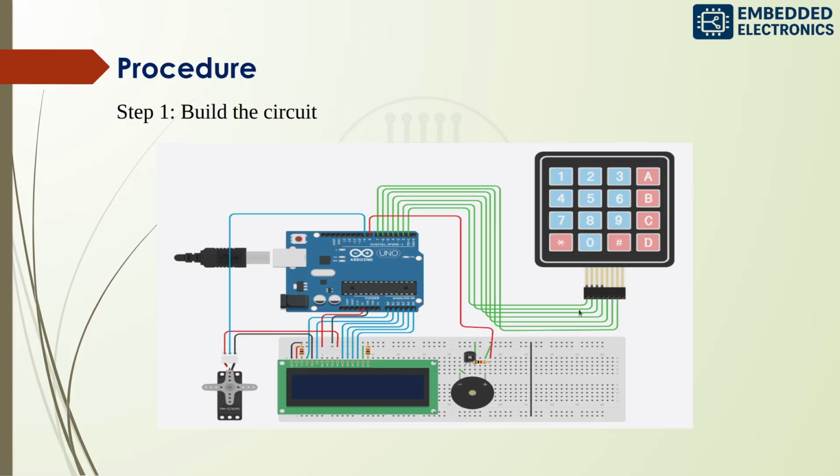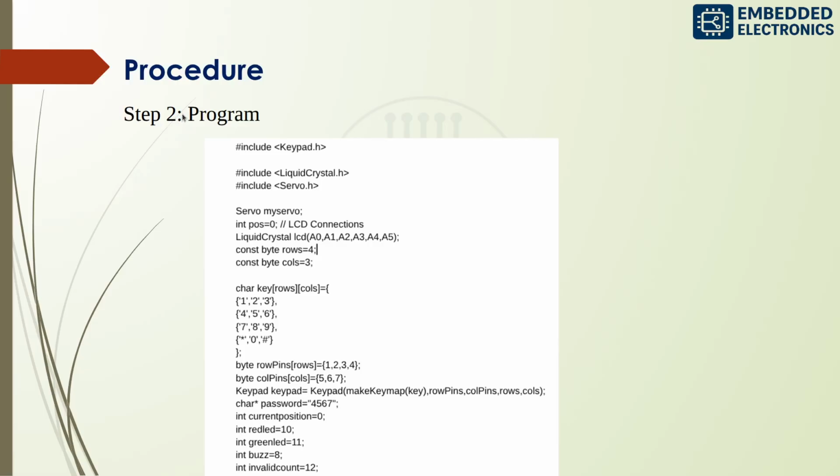Build the circuit. Here we are using Arduino Uno microcontroller and LCD display, servo motor, buzzer, NPN transistor, and keypad. Here we are using 4 rows and 3 columns. This column is not used, so this pin is not wired. And next is the procedure. Step 2 is the program.